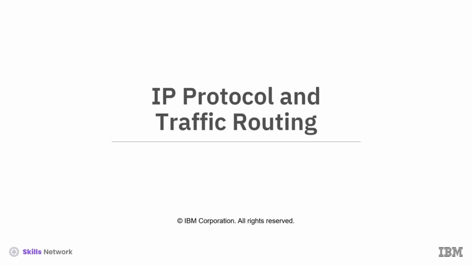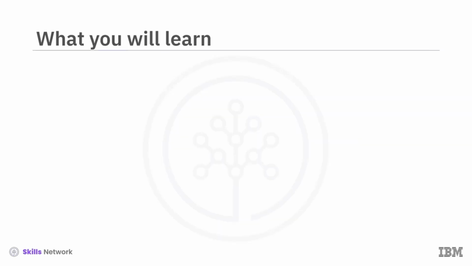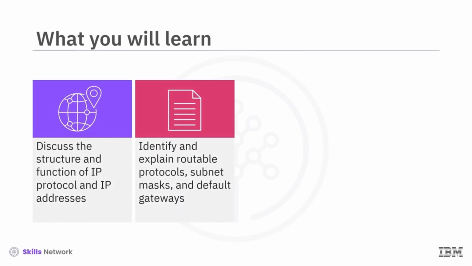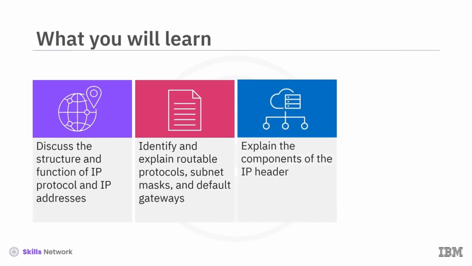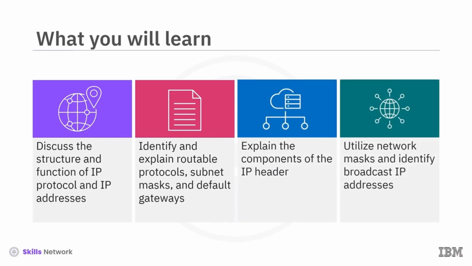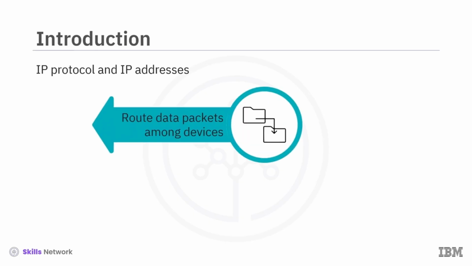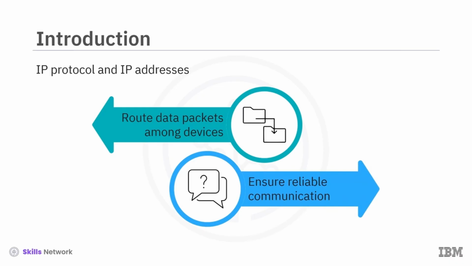Welcome to IP Protocol and Traffic Routing. After watching this video, you will be able to discuss the function of IP protocol and IP addresses, identify and explain routable protocols, subnet masks, and default gateways, explain the components of the IP header, utilize network masks, and identify broadcast IP addresses. Internet protocol and IP addresses are essential to route the data packets between devices within the network and across the Internet, ensuring reliable communication and connectivity.